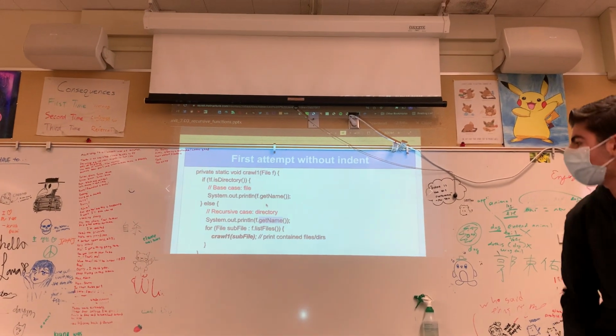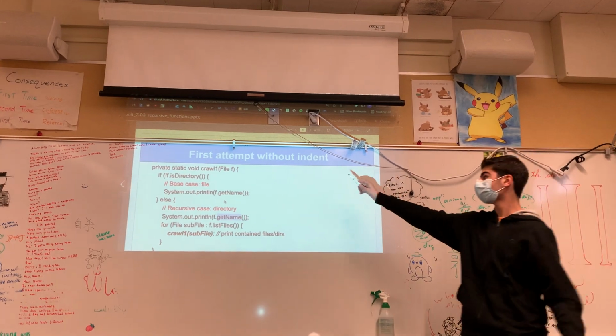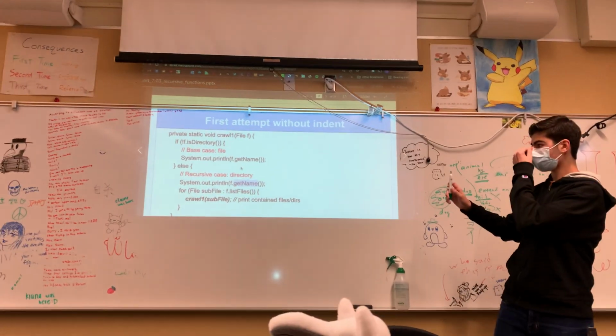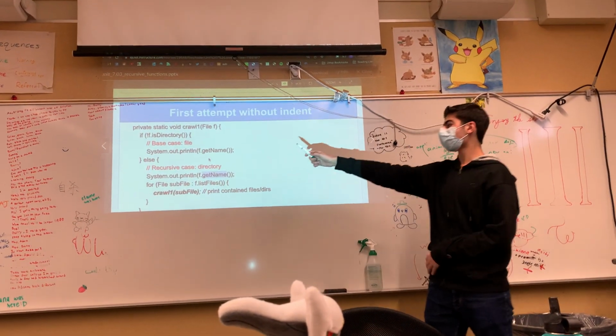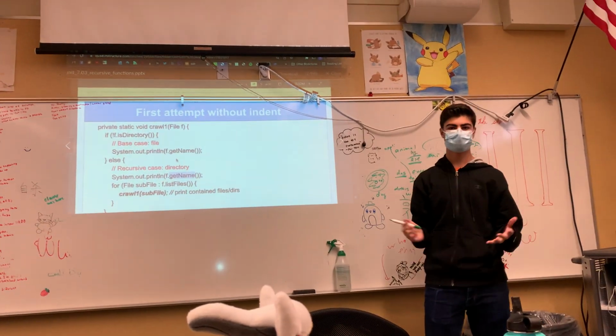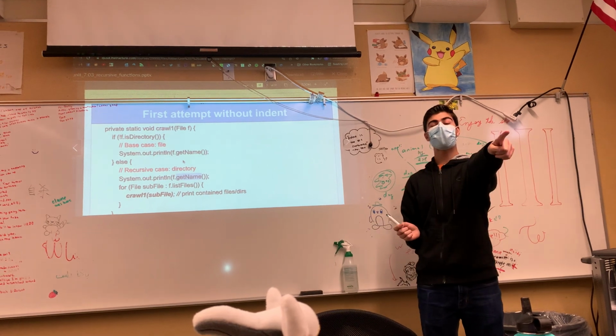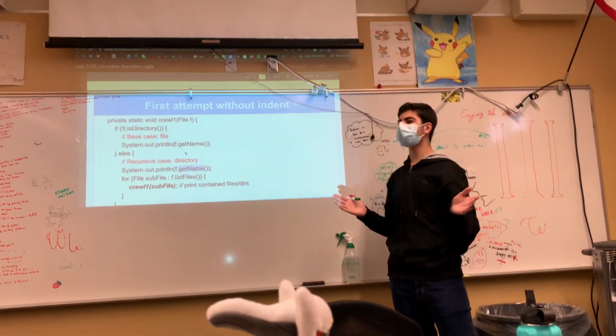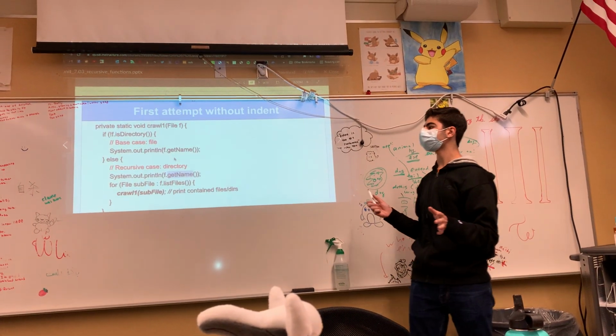So let's do our first attempt without an indent. You guys know how much I love indentations, but we're going to do this one without the indent first. Alright. Private static void crawl1(File f). Why do we want this to be private? Because you don't want the information. Exactly. These are top secret files. We can't have just anyone looking at these files.